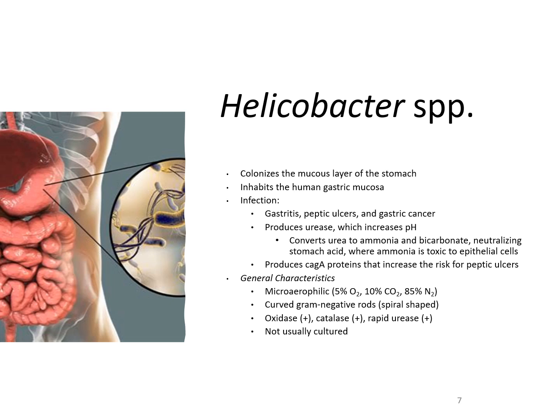These organisms are microaerophilic, so again, they require a special environment for growth. They are curved gram-negative rods, and they can have a spiral shape to them. Oxidase positive, catalase positive, and rapid urease positive. So if you were to do a rapid urease test, or even a non-rapid urease test where you inoculate the broth, or you would inoculate the agar slants, then those would be positive as well. This organism is usually not cultured because there are more rapid ways to identify it.